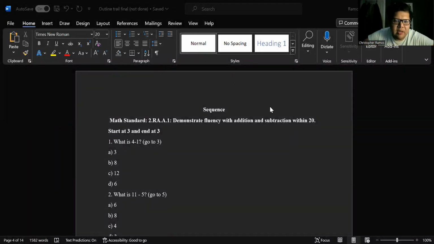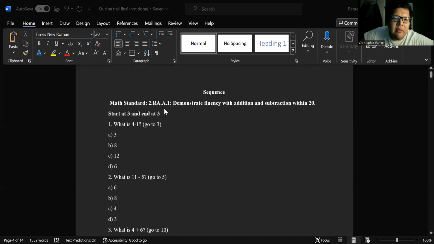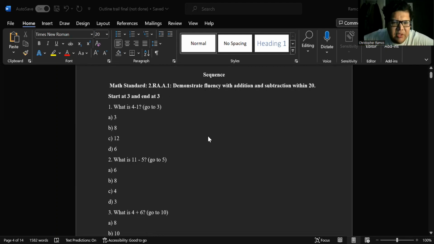For my trail that I created, here's the sequence. The math standard is for second grade, demonstrate fluency with addition and subtraction within 20. And for mine, I decided to do it a little bit differently. I think usually you started at one or something, but I just started at three, wanted to do something different, and the students would end at three.